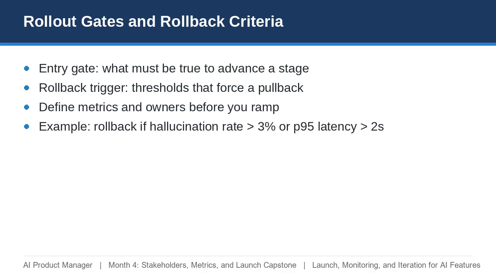Each rollout stage needs two things defined in advance: entry gates, the conditions that must be true to move up, and rollback criteria, the thresholds that force you to pull back. Decide these and assign owners before you launch, not in the heat of an incident. For example, you might roll back automatically if hallucination rate exceeds 3% or P95 latency crosses 2 seconds.